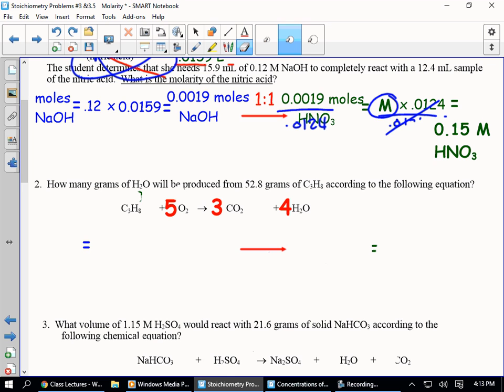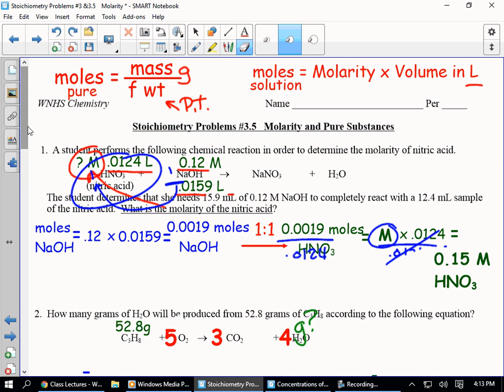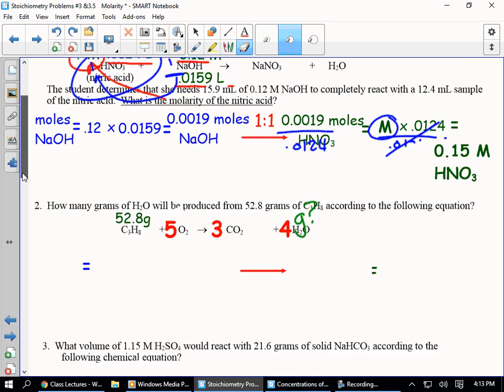How many grams of water will be produced from 52.8 grams of C3H8 according to the following reaction? So now I'm looking here and I don't see a molarity, I don't see a volume. So if you're thinking about these two formulas up here at the top, which is the only one that we said works for grams, we're going to go back to our old formula that we learned first: moles equal mass over formula weight.